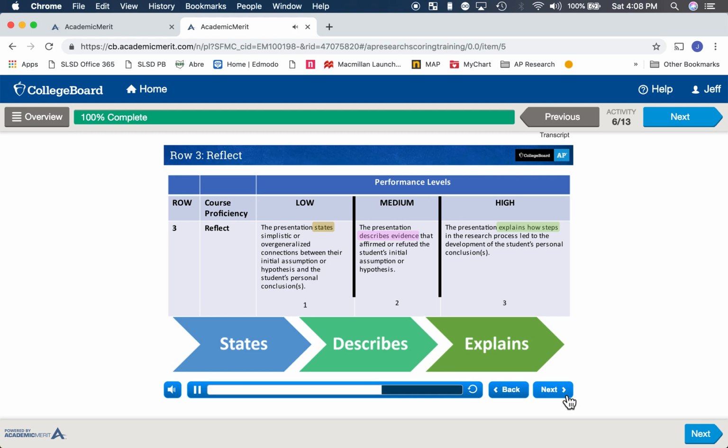But what about the conjunctions? Well, to move from low to medium, the presentations must move beyond stating an overgeneralized connection between initial thoughts and final conclusions to actually describing the evidence that led to this result in personal learning. This is an or situation. To move from medium to high, the presentation must move beyond just describing the evidence that led to personal learning to explaining the steps in the inquiry process or the choices being made with the method of data collection, organization, and interpretation that led to the development of one's personal conclusion. This is an and situation.